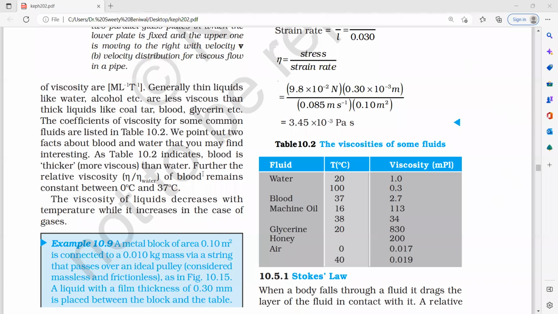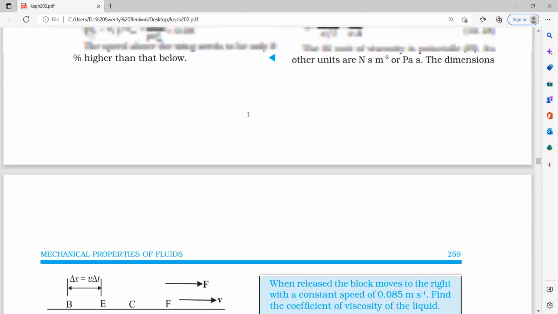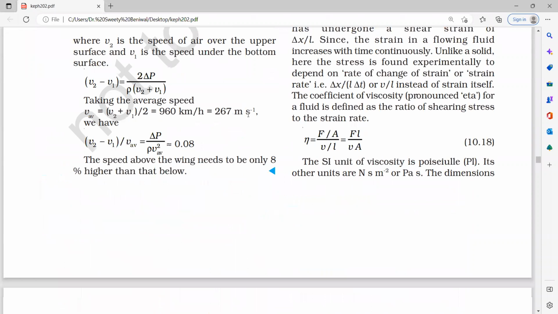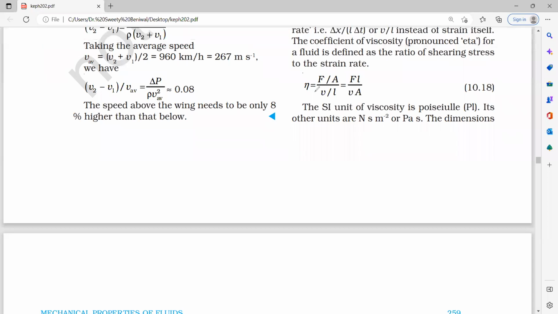Okay, now we will discuss how the dimensions came out like M1 L minus 1 T minus 1. This is all about the viscosity part. Okay, this is very easy to calculate dimensions. This is present in the first book, units and dimensions. Now just recall the formula for coefficient of viscosity. Force is mass into acceleration. So dimensions are M1, acceleration is L1 T minus 2. This is length, so you can say L1.